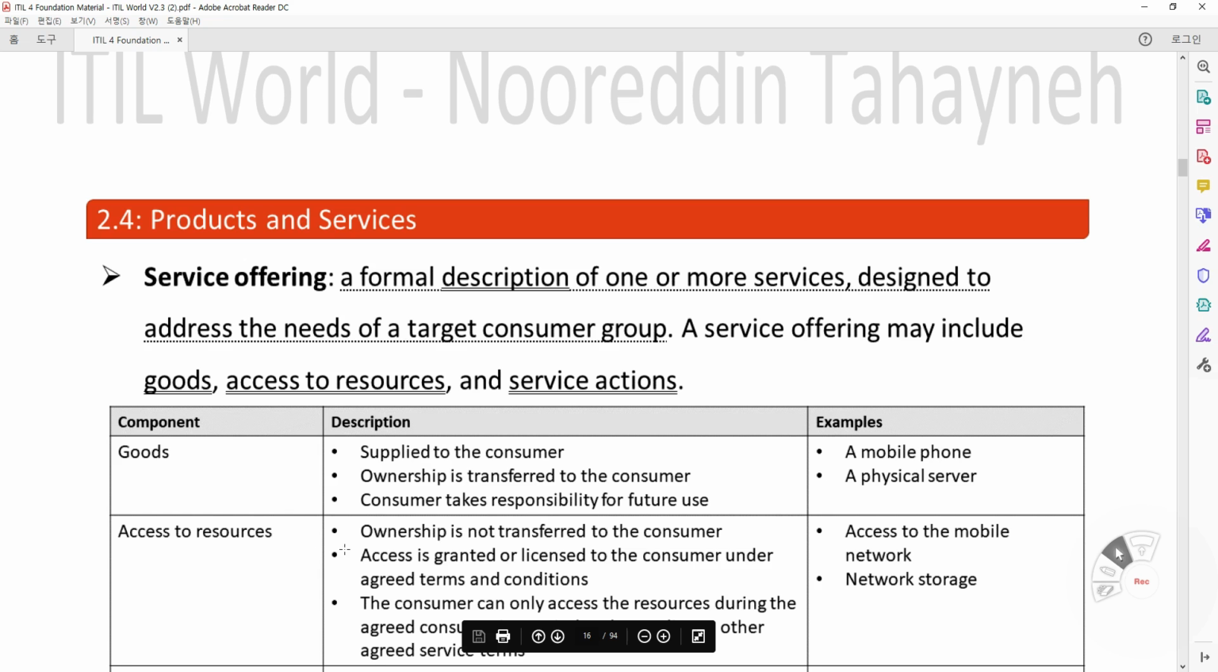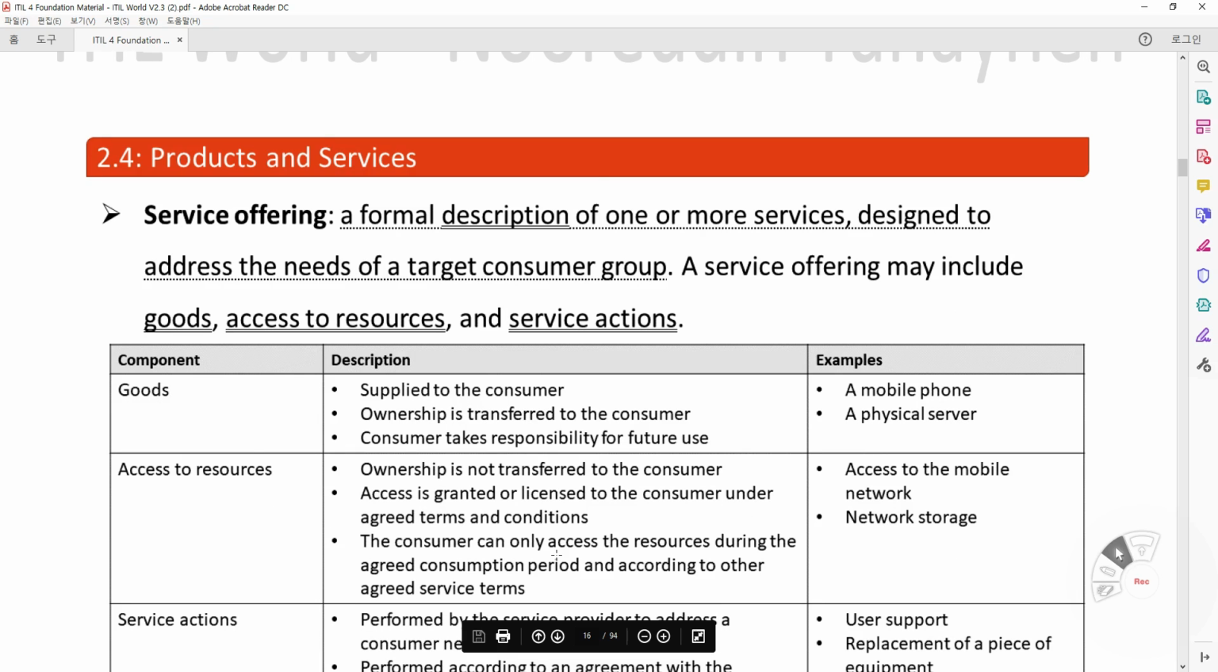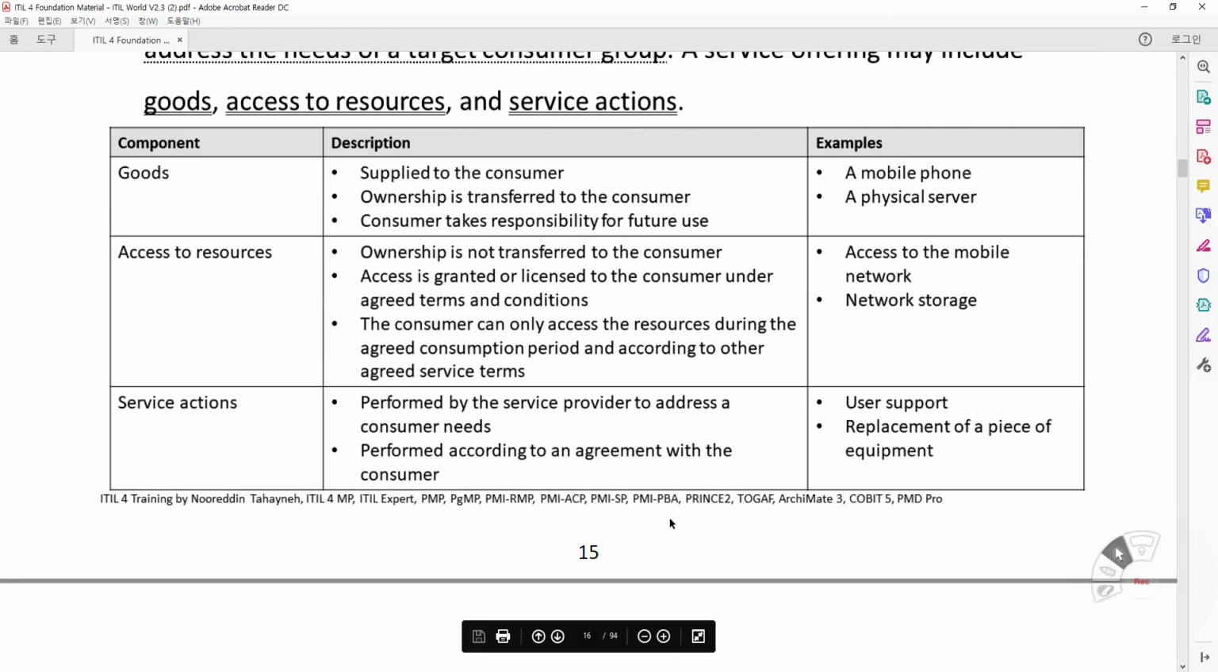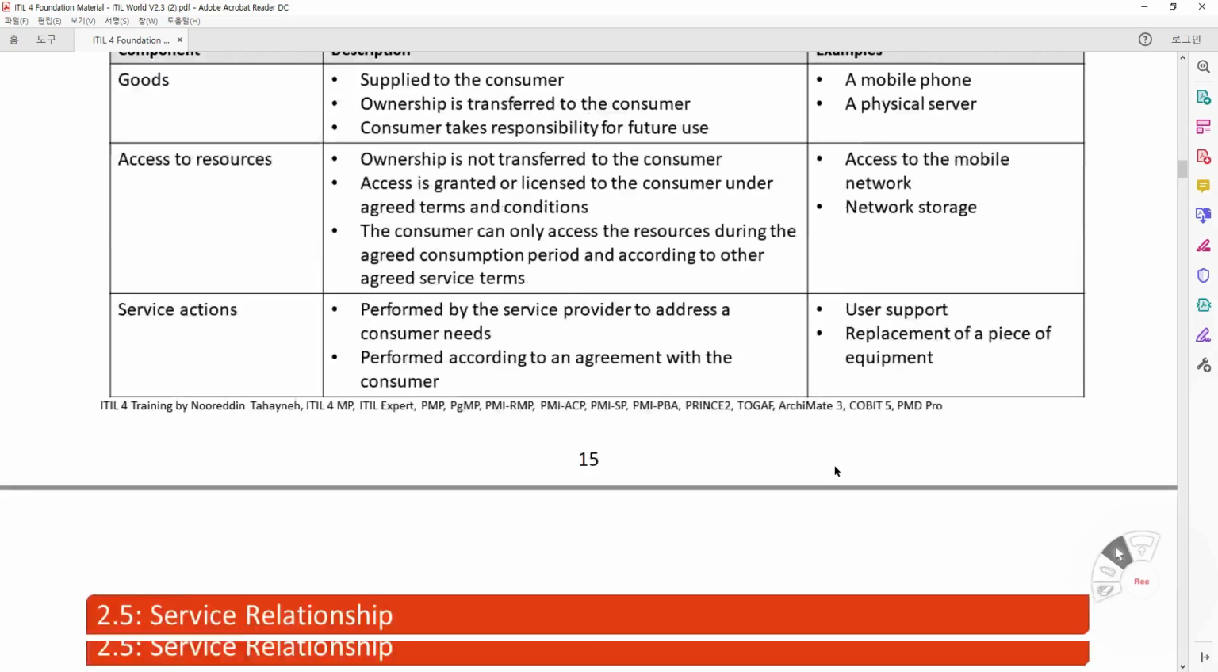Access to resources. Ownership is not transferred to the consumer. Access is granted or licensed to the consumer under agreed terms and conditions. Consumer can only access the resource during the agreed consumption period and according to other agreed service terms. Access to the mobile network, storage. Service actions, performed by the service provider to address a consumer need, performed according to an agreement with the consumer. User support, replacement of a piece of equipment.